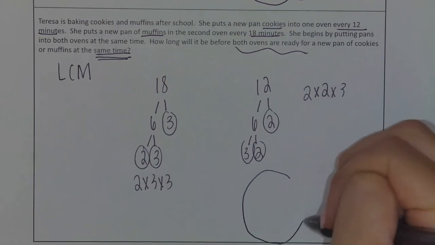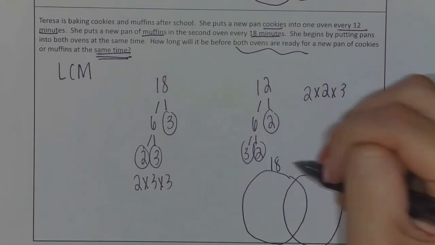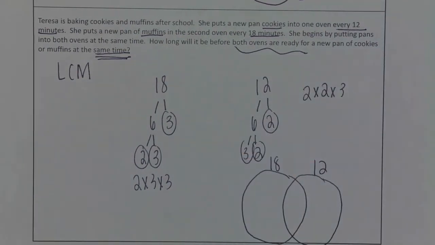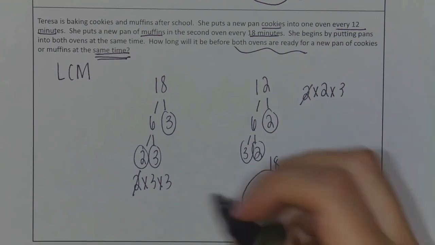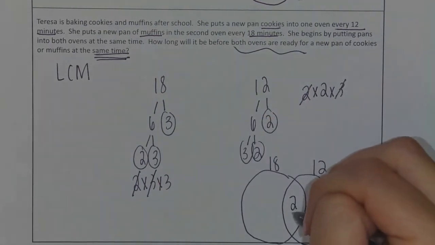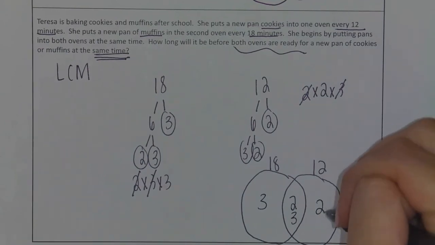So I'm going to set up my Venn diagram. And again, I'm going to put 18 on the left, 12 on the right, just because that's how I have it set up here. They have a 2 in common. They have a 3 in common. But then 18 gets an extra 3, 12 gets an extra 2.